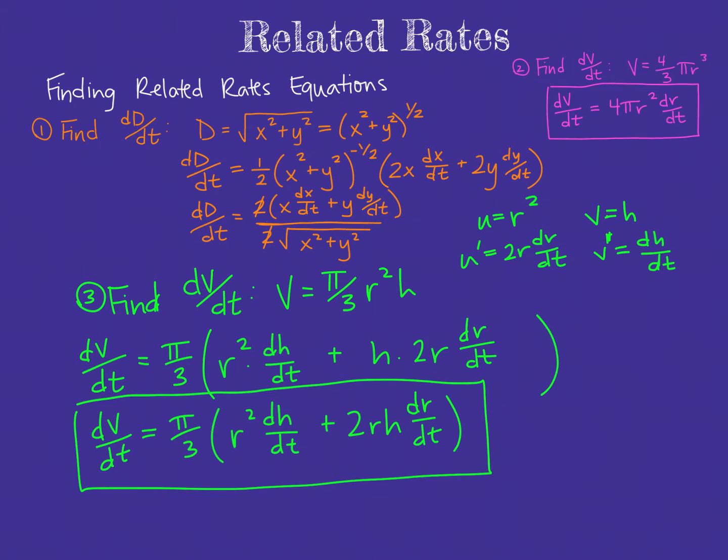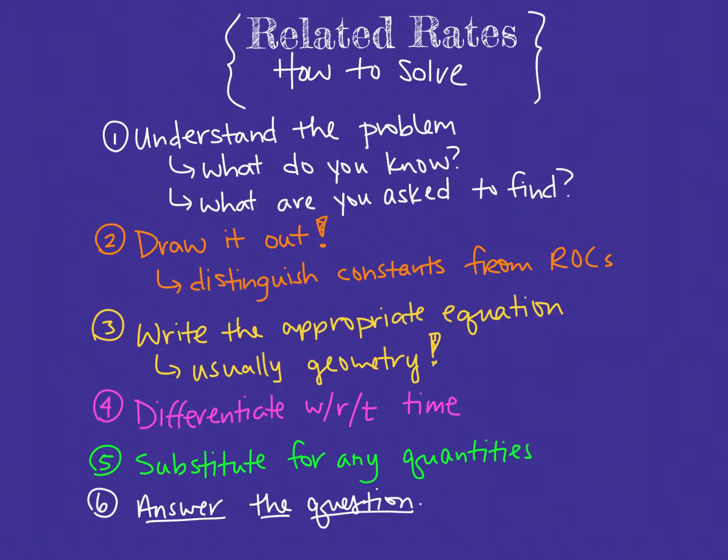Now these are the steps to solve a related rates word problem, which we will see 3 examples of here in just a moment. I will go back through this more in depth once we've actually done a problem, but the first 2 steps are what you'd think. We want to understand the problem, write out what we're given and what we know, and what we are asked to find, most importantly. The second step is to draw it out, make a mathematical model, and this is something we'll talk about that's important. We want to distinguish a constant from a rate of change.